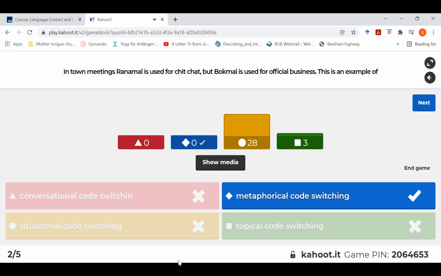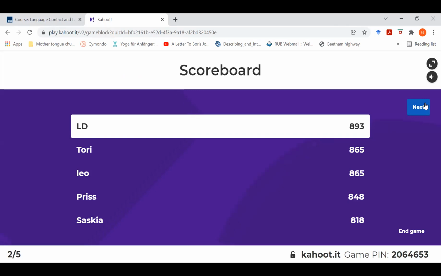Oh, no, sorry, you are correct. I don't know what happened there, but it should have been situational code switching. I don't know why I put the wrong answer, but you're absolutely correct, situational code switching. I'm really sorry, because that means nobody got any points. But it shouldn't affect the ranking, and you are definitely correct. The correct answer is situational code switching. Sorry about that. That was my error.